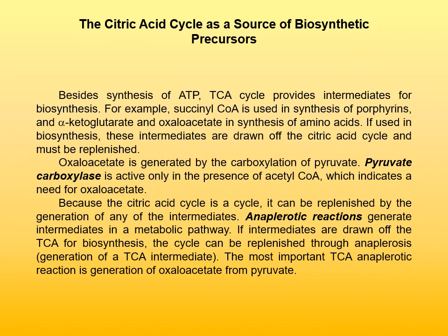If intermediates are drawn off the citric acid cycle for biosynthesis, the cycle can be replenished through a process called anaplerosis. That means generation of citric acid cycle intermediates. The most important citric acid cycle anaplerotic reaction is generation of oxaloacetate from pyruvate.